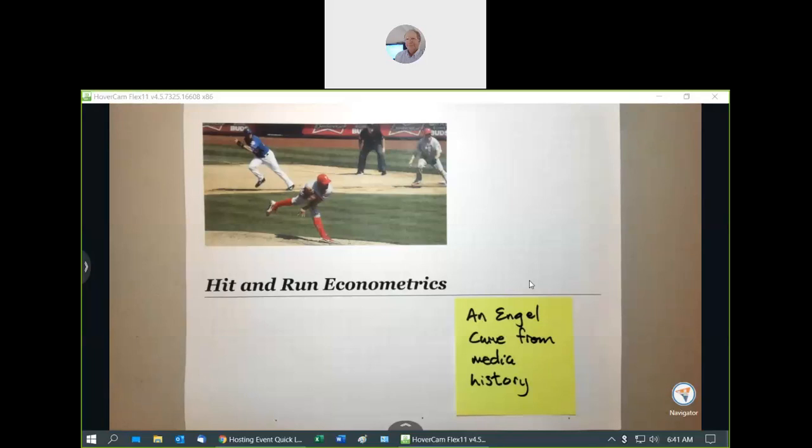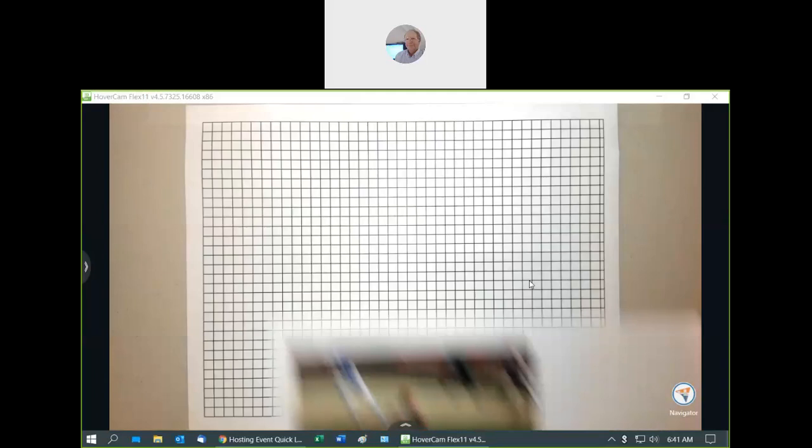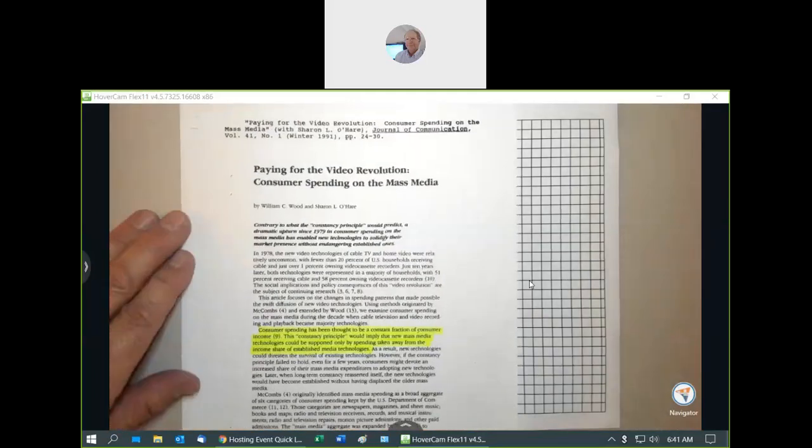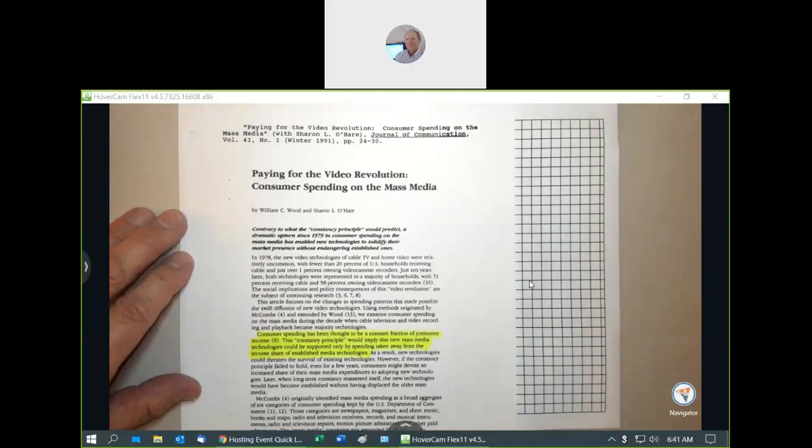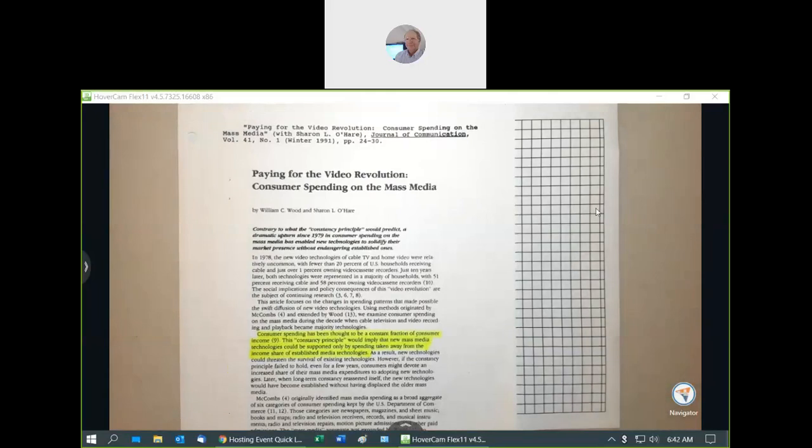This hit and run econometrics is an Engel curve from media history. This is an article that I wrote with my JMU colleague Sharon O'Hare, "Paying for the Video Revolution: Consumer Spending on the Mass Media." What was the video revolution? It was the introduction of cable TV and the video cassette recorder.